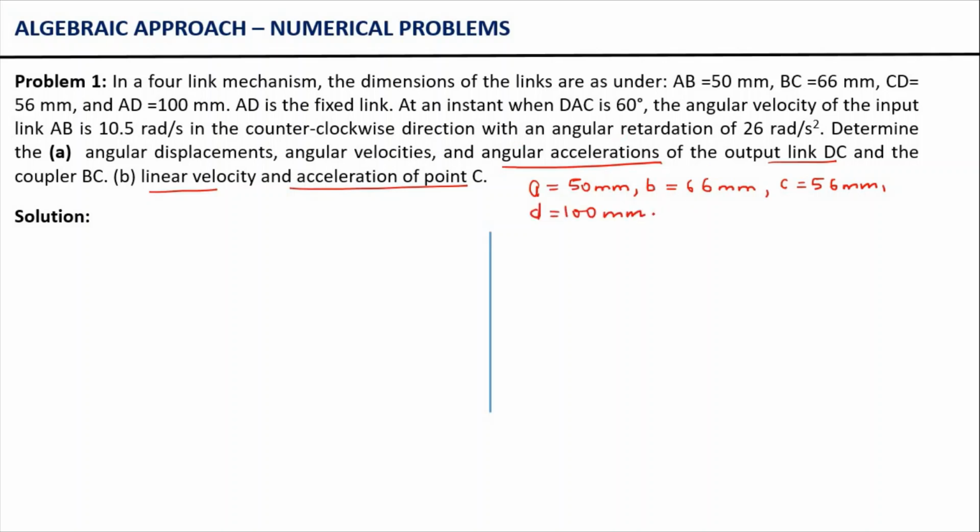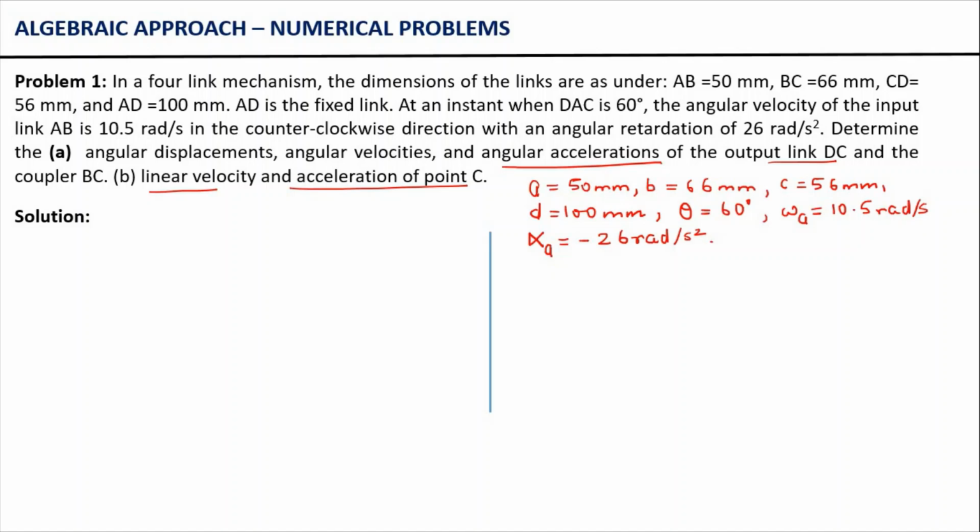Now the angle DAB is given as 60 degrees. This angle is theta, so theta is equal to 60 degrees. The angular velocity of the input link AB is given as 10.5 radian per second, so again omega A I am taking as 10.5 radian per second. Now the angular retardation of the input link is also given to us. Since it's an angular retardation, we will consider alpha A as minus 26 radian per second square.